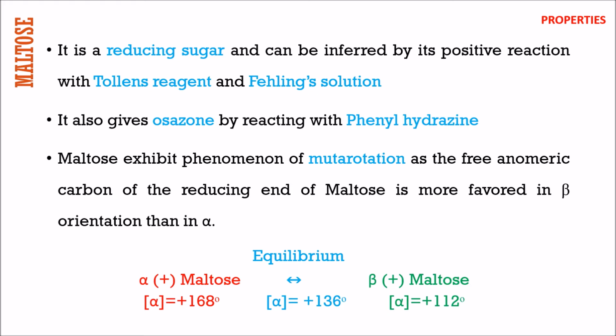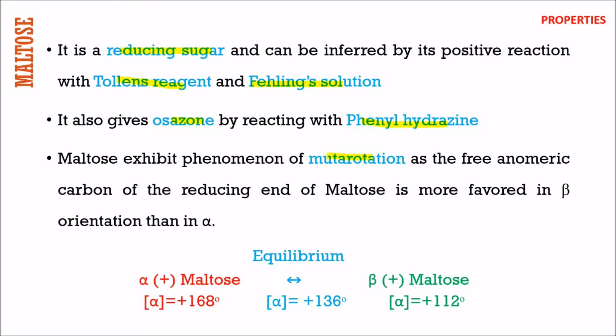It reduces Tollens' reagent and Fehling's solution. That is why this sugar is a reducing sugar. It also forms osazone while reacting with phenylhydrazine. Maltose exhibits the phenomenon of mutarotation, as the free anomeric carbon of the reducing end of maltose is more favored in beta orientation than in alpha orientation.